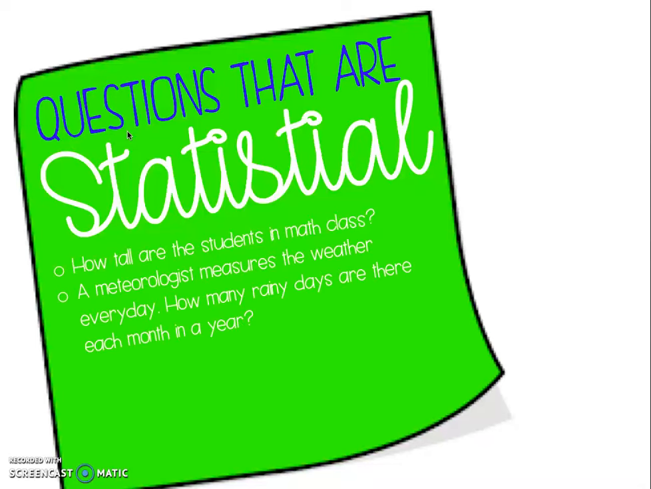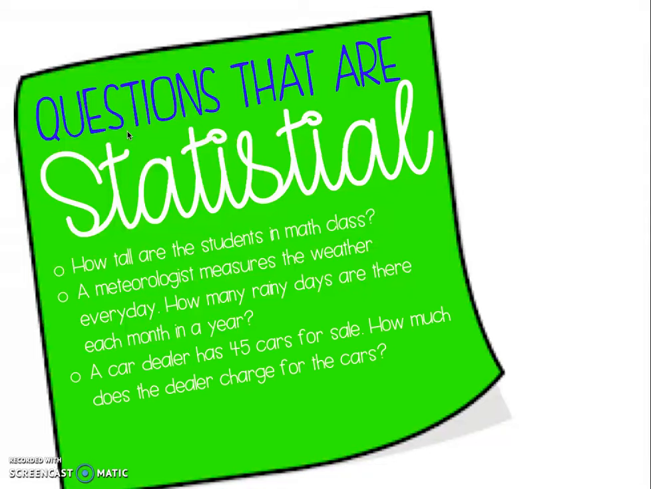The next one, a meteorologist measures the weather every day. How many rainy days are there in each month? This one is statistical because every month we're going to have a different number of rainy days. So for example, in July, we might only have 2 rainy days. In September, we might have 11 rainy days. And then in October, we might have 20 rainy days. Okay. This question is statistical because as we go through the year and look at all the months, we're going to get different answers for every month.